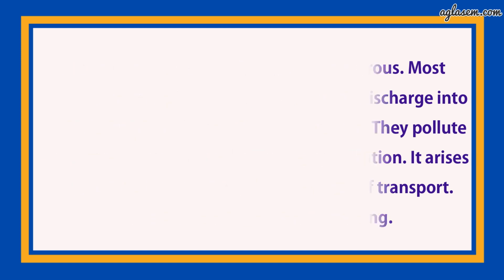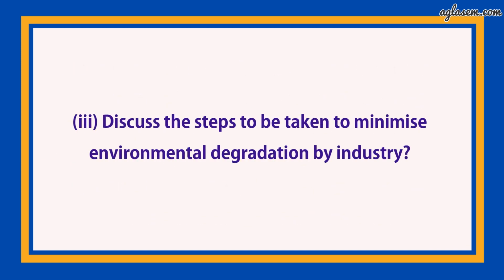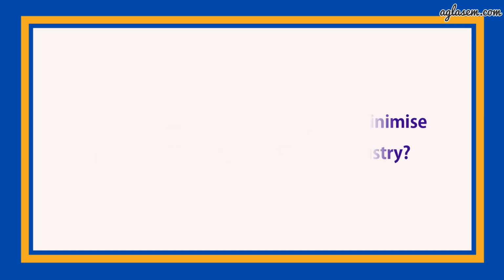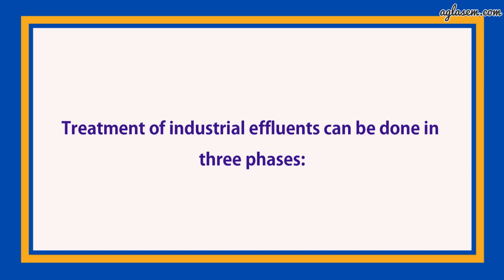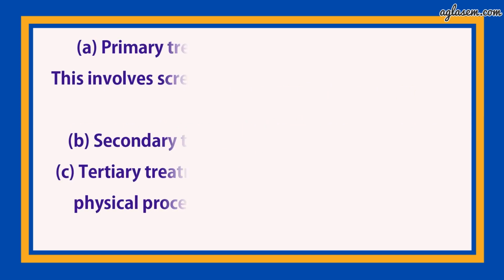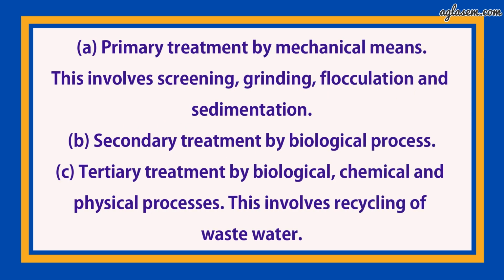Further, third question says, discuss the steps to be taken to minimize environmental degradation by industry. Answer is, first, harvesting of rainwater to meet water requirements. Second, treating hot water and effluents before releasing them into river and ponds. Further, treatment of industrial effluents can be done in 3 phases. First, primary treatment by mechanical means. This involves screening, grinding, flocculation and sedimentation.